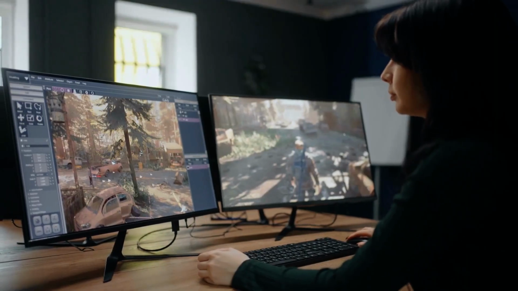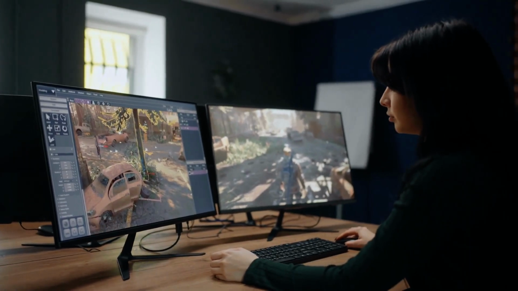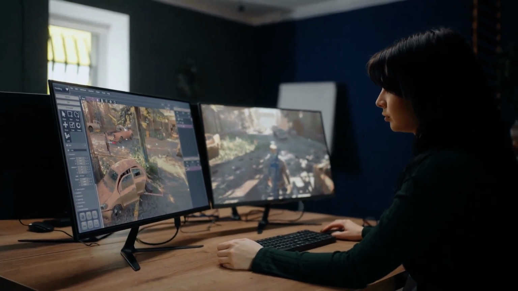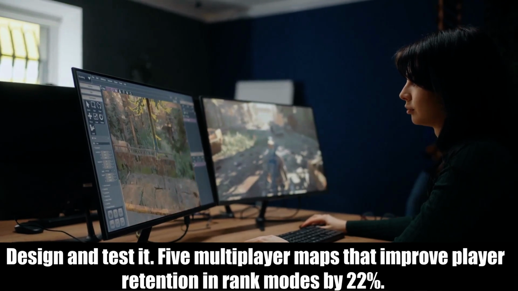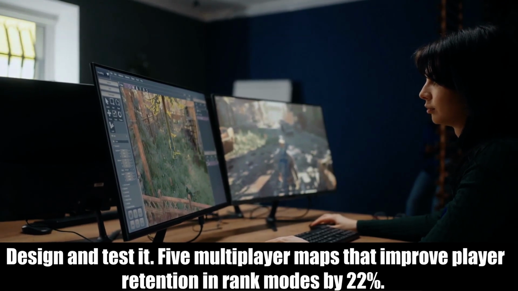If you're a level designer, don't just list down worked on level design. That's very vague and it seems like anyone can do that. Instead, level it up and say this instead. Designed and tested 5 multiplayer maps that improve player retention in rank modes by 22%. This is what the recruiters are looking for, and honestly, the hiring managers understand and they value.